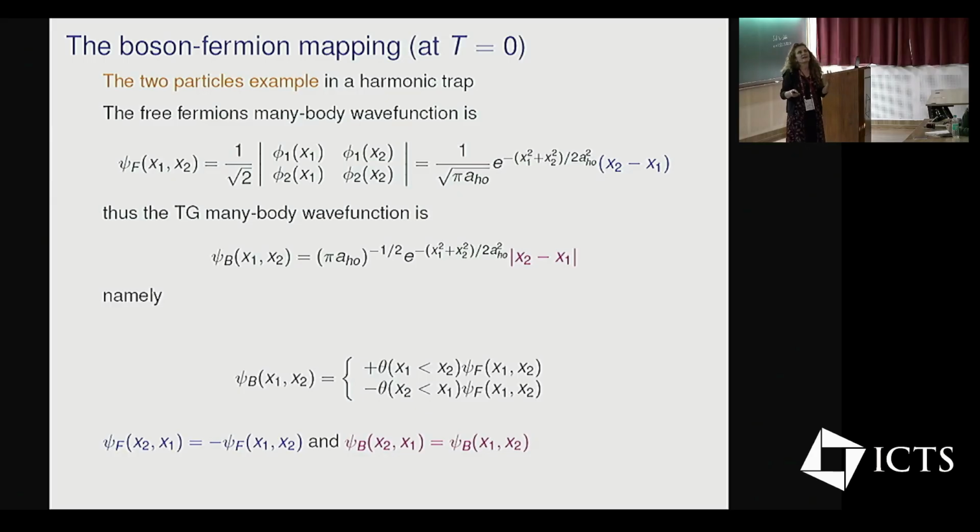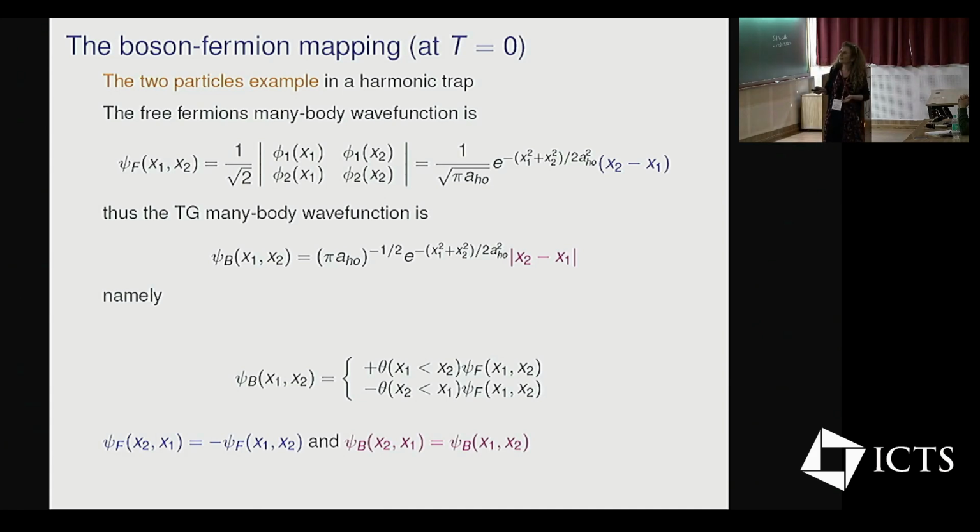Here I'm considering just the sector in which I put particle 1 on the left and particle 2 on the right, and I'm saying, okay, the many-body wave function here is the many-body wave function for fermions. And in the sector in which I put particle 2 on the left and particle 1 on the right, it is minus the many-body wave function for the fermions. And if I have n particles, I have to consider n factorial sectors, and for each ordering of the particles, I have to adjust the sign of the many-body wave function to adjust the symmetry.